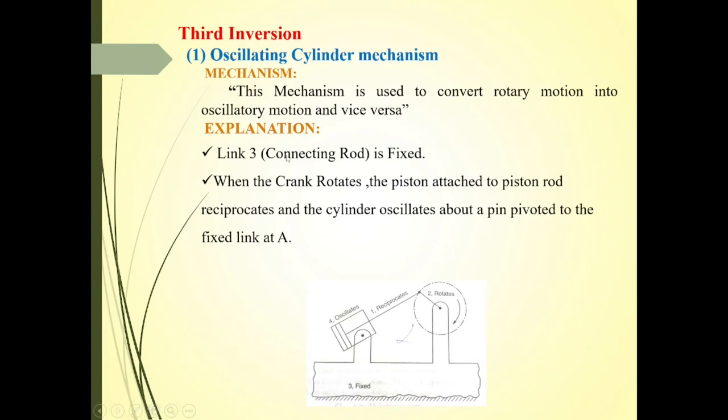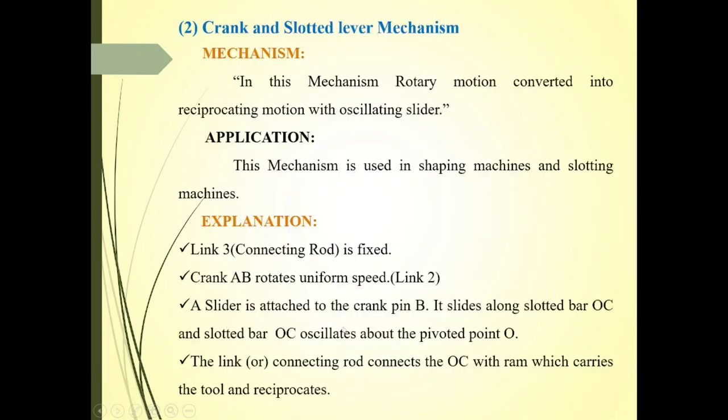Here link 3 is the connecting rod. Normally it is the fixed one, so here link 3, the connecting rod, is fixed. Now element 2 rotates like this, and the cylinder is moving like this. The cylinder oscillates up and down by using the third inversion of slider crank chain mechanism.